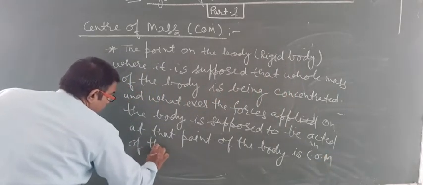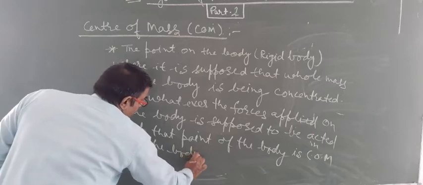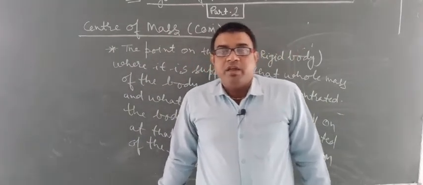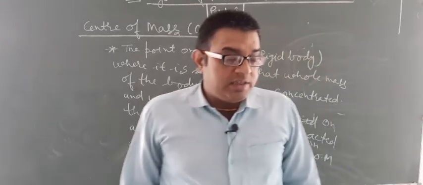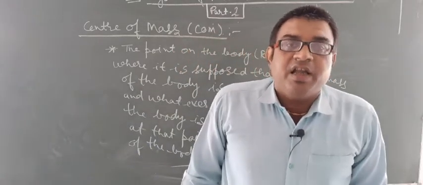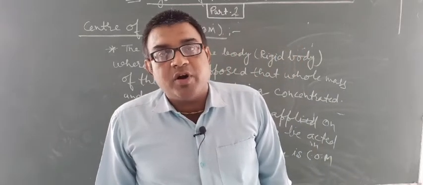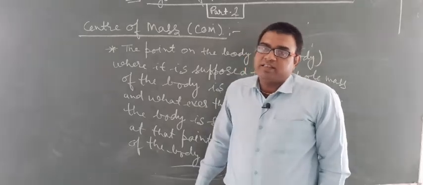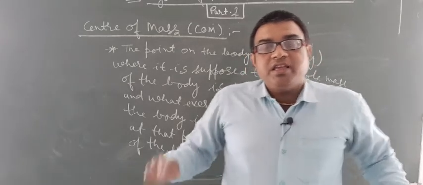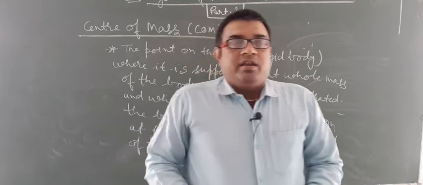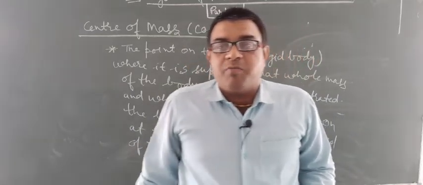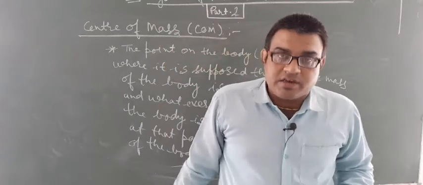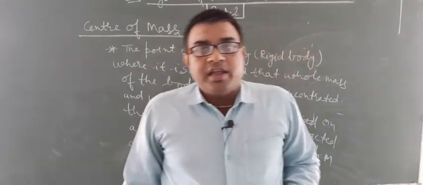That point is called the center of mass of the body, where the whole mass of the body is supposed to be concentrated, and whatever force is applied on the body is supposed to act on that point. Each and every body has its particular center of mass, but it is up to us how to find the center of mass of that body. Clear, students?